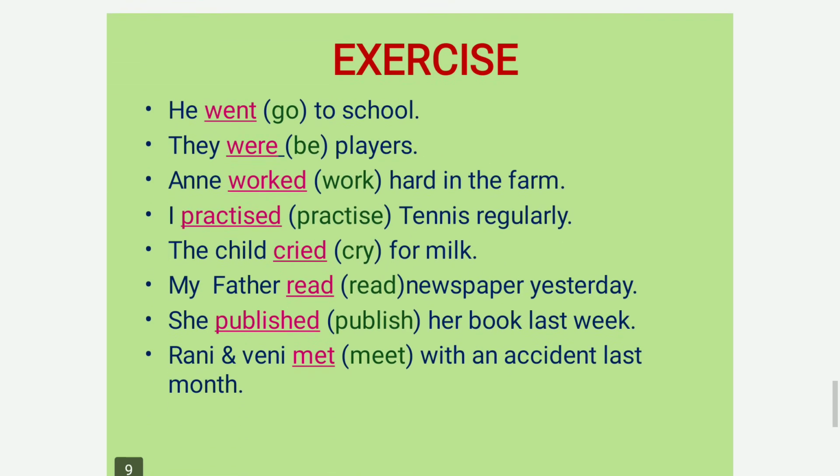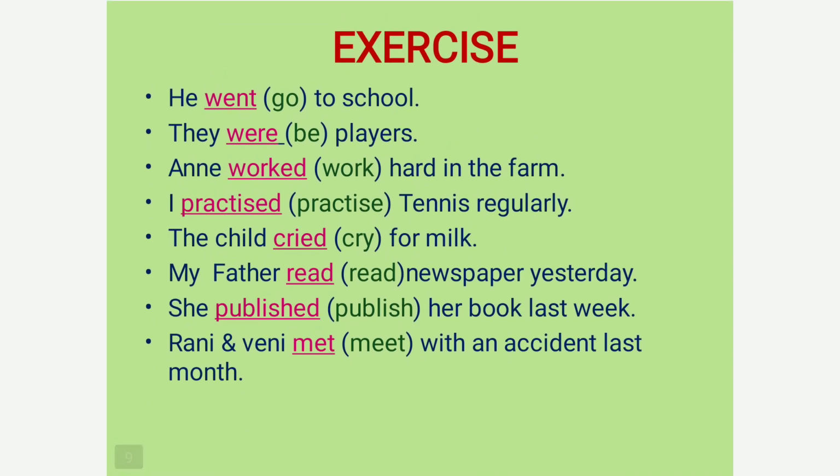Here it is an exercise. I have just given the present form of the verb. Just learn. He dash go to school. What is the past form of go? Went. They dash be players. So be represents the be verbs. What are be verbs? Am, is, are, was and were. These five are the be verbs.